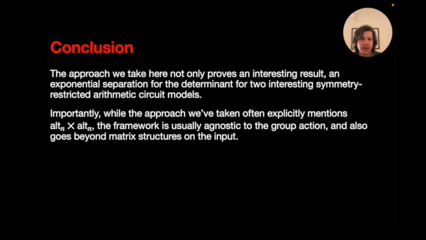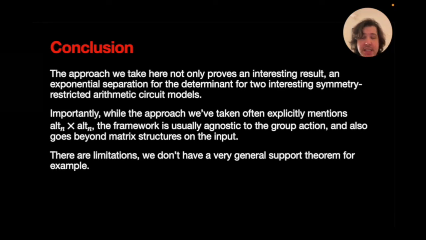But it's worth noting that in this talk I've tried to be quite explicit and talk about the Alt n cross Alt n group action, because we only really have time for that. But in fact, the machinery that we develop in the paper goes well beyond that. It's usually agnostic to the group actions. Not always. There are some places where it's not. And indeed it goes well beyond matrix structures on the input. We can talk about graphs, and indeed we can talk about really general structures, just essentially G-sets being taken as inputs. And as I said, there are some limitations on what we can prove at this point in terms of generalization. So if we could generalize the support theorem, we'd be able to prove all sorts of interesting results about far more general versions of symmetric circuits.